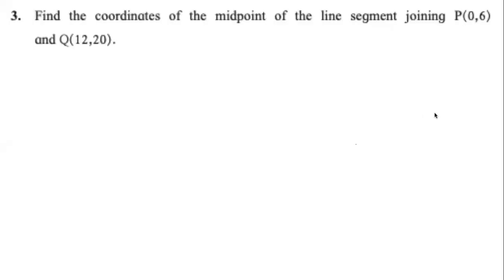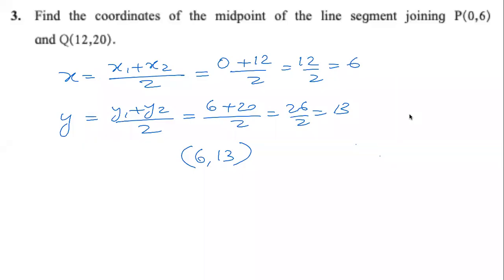Number 3 reads, find the coordinates of the midpoint of the line segment joining point P(6, 8) and Q(12, 20). This is a very straightforward question. We will use the midpoint formula and find the coordinates of the midpoint. Quickly find the midpoint and tell me the coordinates in the Zoom chat. Using the simple midpoint formula, we can find the coordinates as (6, 13), the midpoint of this line segment joining P and Q.